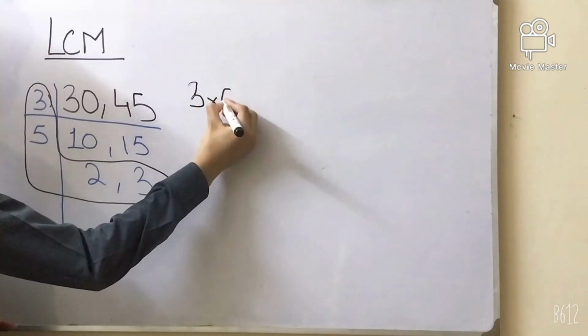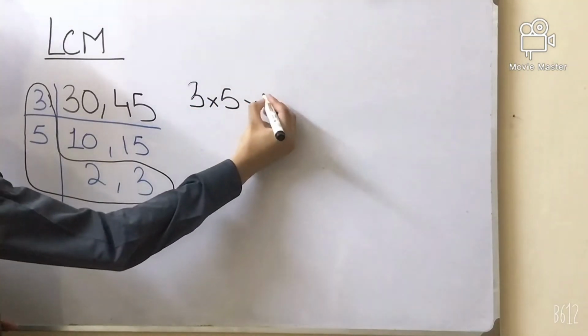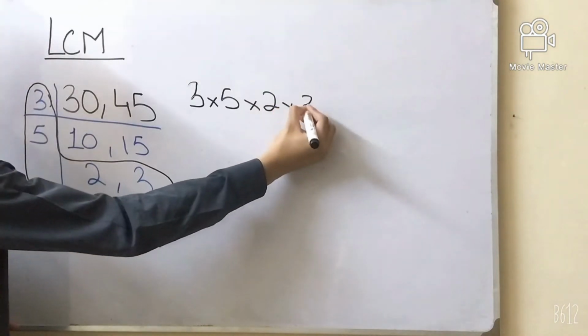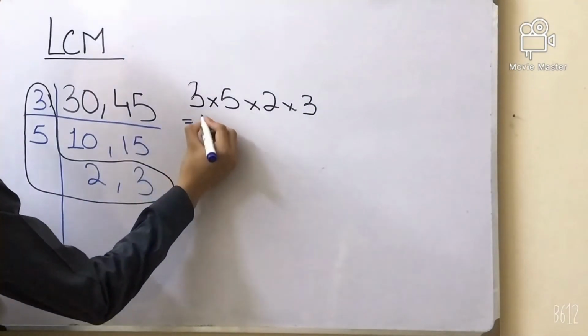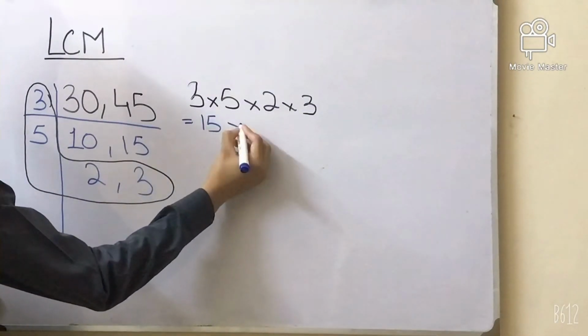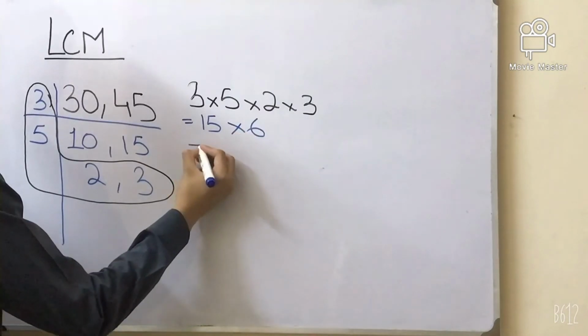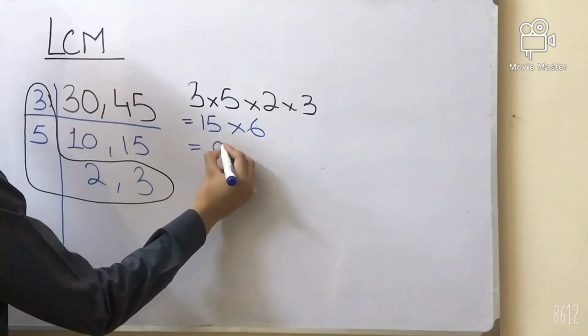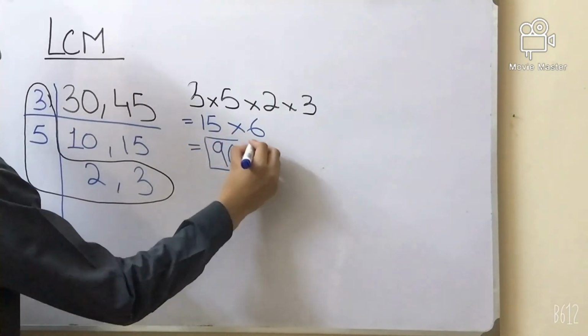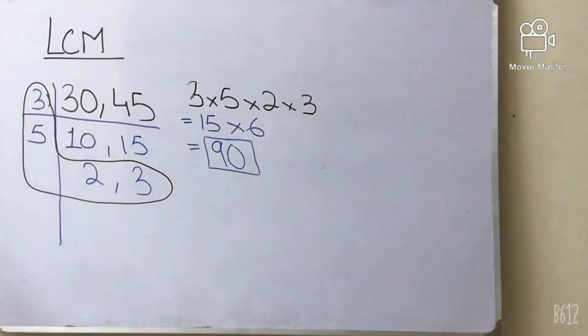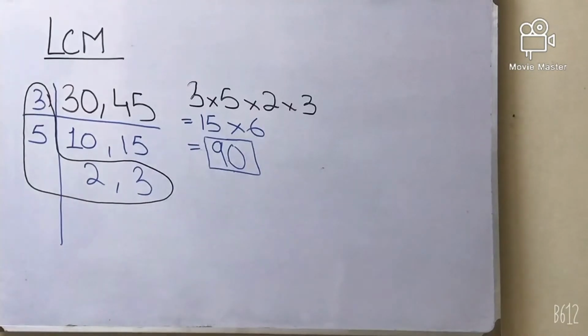3 times 5 times 2 times 3. 3 times 5 is 15, and 2 times 3 is 6. And 15 times 6 is 90. So the LCM of 30 and 45 is 90.